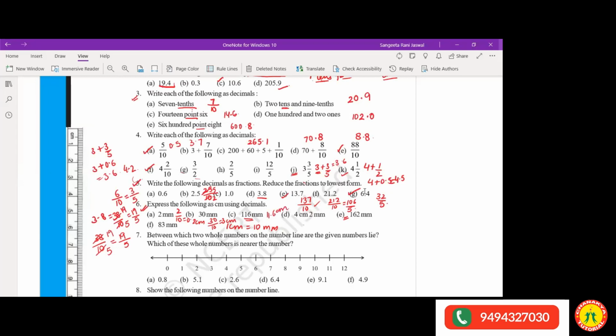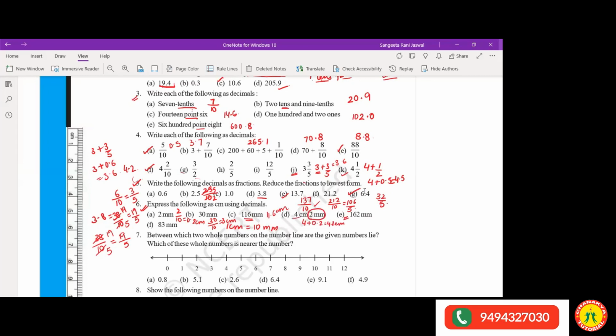Rishit, tell me for 4 centimeter, 2 millimeters. Ma'am, it's 4.2 centimeters. Now see, 4 is already in centimeters. You just have to convert 2 millimeter to centimeter. So when you convert 2 millimeter to centimeter, this becomes 0.2. So this becomes 4 plus 0.2, which is equal to 4.2 centimeters. You just have to convert one part of it. This is already in centimeters.